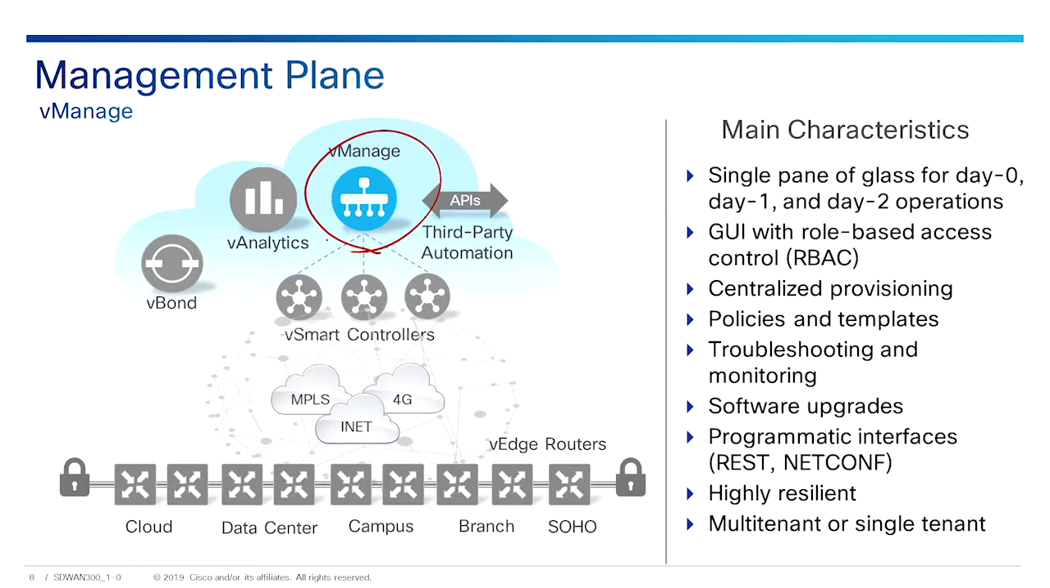You can also perform centralized software upgrades on all fabric elements, which include vEdges, vBond, vSmart, and vManage itself. vManage should also run in high resiliency mode because if you lose vManage, you lose your management plane. vManage supports multi-tenant mode as well, in addition to the default single-tenant mode of operation.